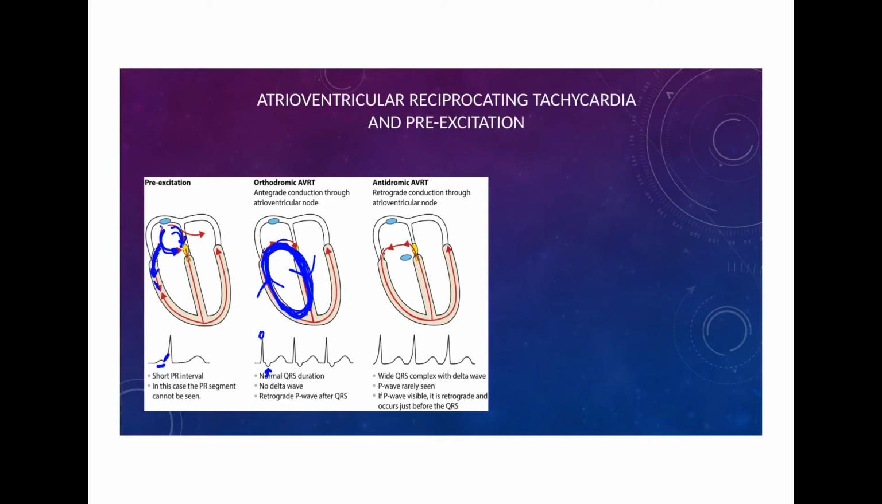If the electricity is flowing in the opposite direction, so that the ventricles get depolarized through the accessory pathway, the QRS is going to be wide with a delta wave, and you may not even see a P wave.